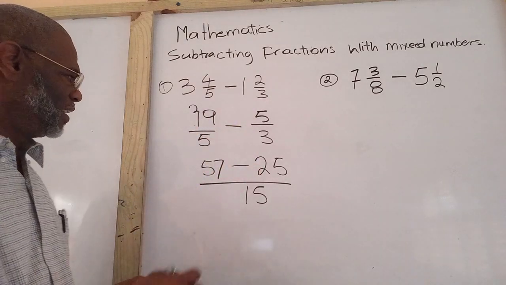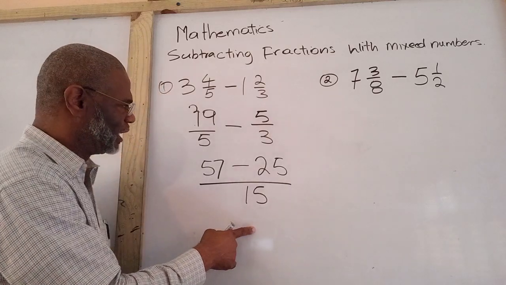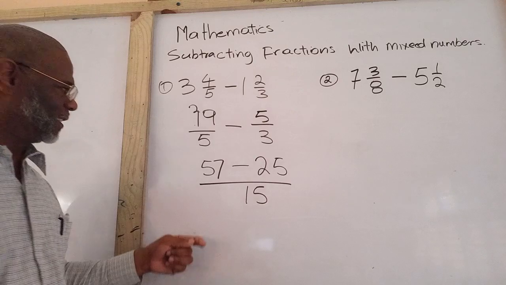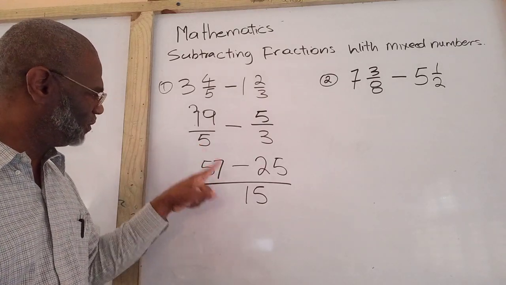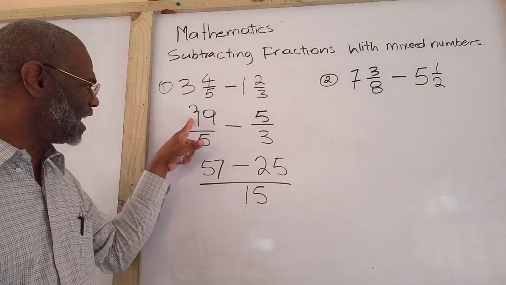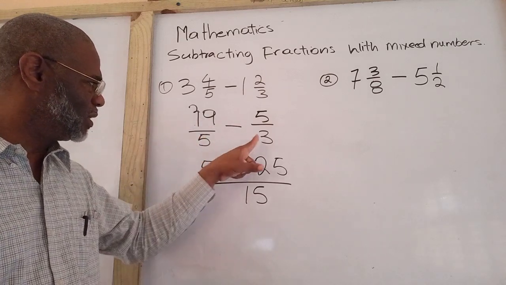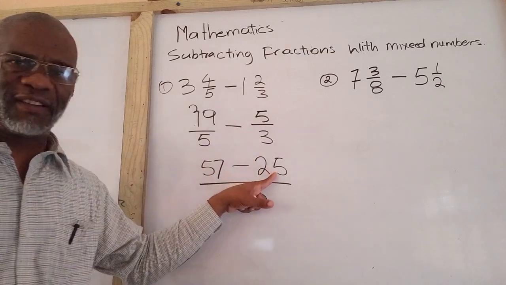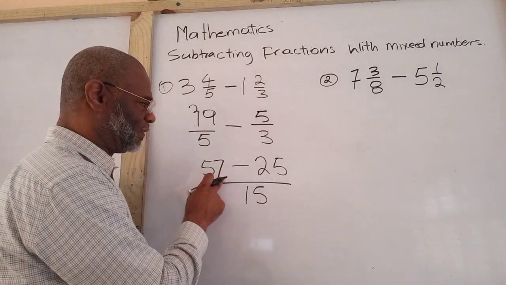Then we go ahead and find our least common multiple. The least common multiple for 5 and 3 is 15. Then we say 5 into 15 is 3, 3 times 19 is 57. Then we say 3 into 15 is 5, 5 times 5 is 25. Now we can go ahead and subtract 25 from 57.